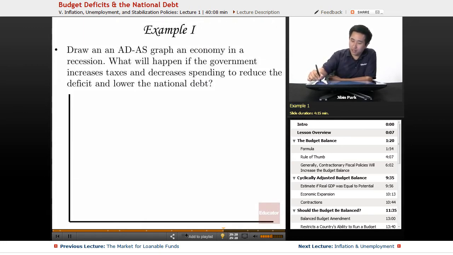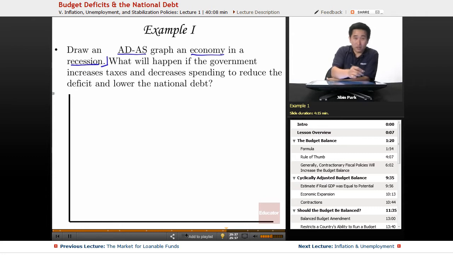Okay, so let's take a look at an example. It's great to talk about these things, but I know your goal is to get that 5 on the AP Macro exam, so I want to help you with that. Draw an AD-AS graph of an economy in a recession. Let's go ahead and stop right there and draw this AD-AS graph.